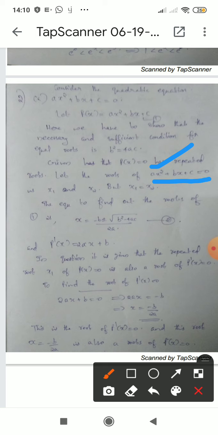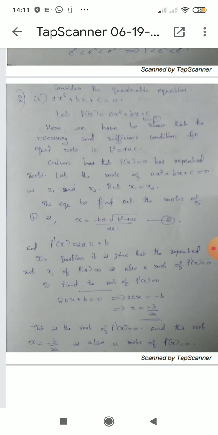So, we take the roots of this equation as x1 and x2. But our question says that f of x equal to 0 has what kind of roots? Equal roots. So, we can conclude that x1 must be equal to x2. And the next equation, equation 2, gives the formula to find out the roots of our quadratic equation. I mark that equation 2.